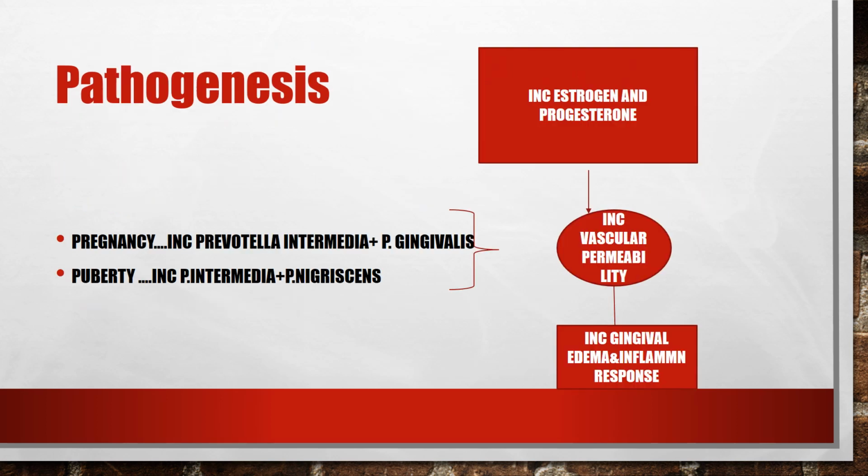Coming to the pathogenesis, in hormonal conditions there will be increased amounts of hormones like estrogen and progesterone, which are produced more by the end of the third trimester, reaching 10 to 30 times the levels present during the menstrual cycle. These changes induce changes in vascular permeability, which lead to increased gingival edema and inflammatory response. In pregnancy, increased Prevotella intermedia and Porphyromonas gingivalis are found, and in puberty, increased Prevotella intermedia and Prevotella nigrescens have been seen.